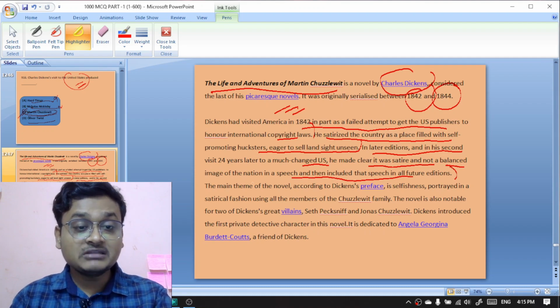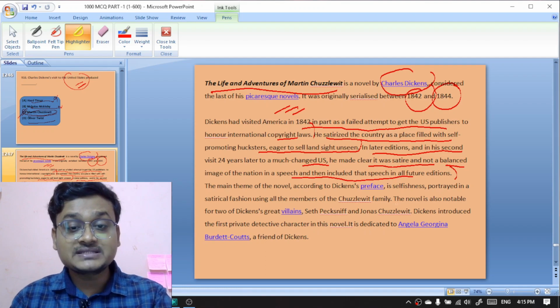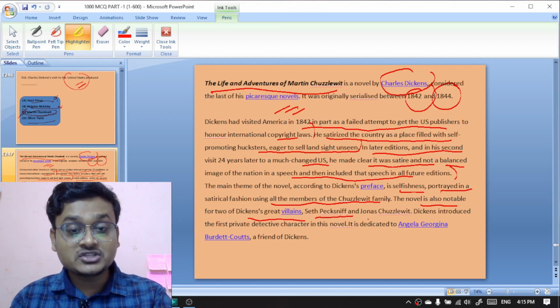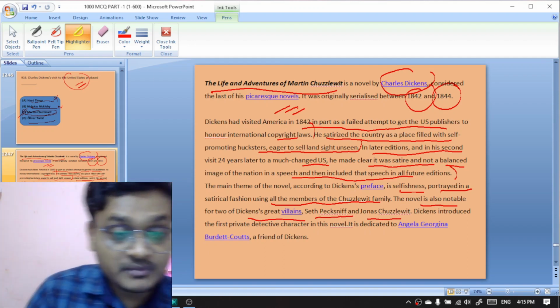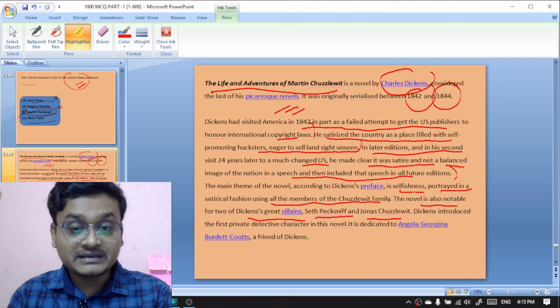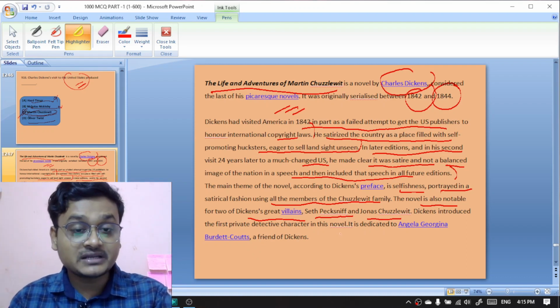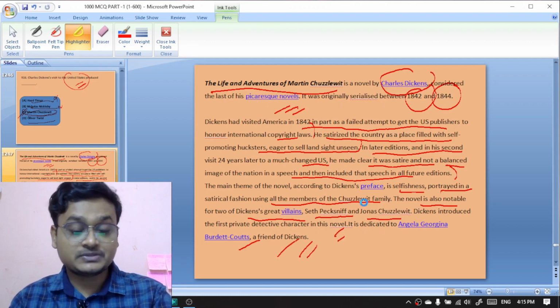Okay. The main theme of the novel, according to Dickens' preface, is selfishness, portrayed in a satirical fashion using all the members of the Chuzzlewit family. The novel is also notable for two of Dickens' great villains, that is Seth Pecksniff and Jonas Chuzzlewit. Dickens introduced the first private detective character in this novel. Okay. It is dedicated to Angela Georgina Burdett Coutts, a friend of Dickens.